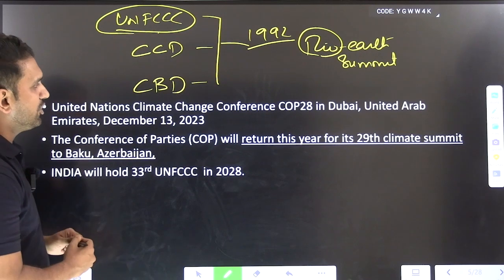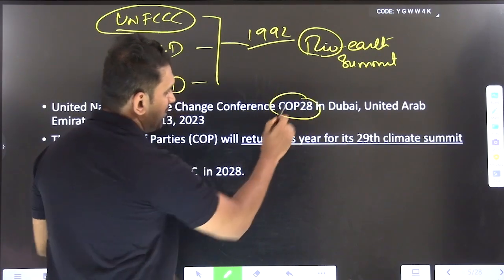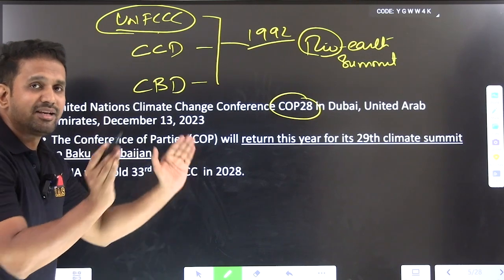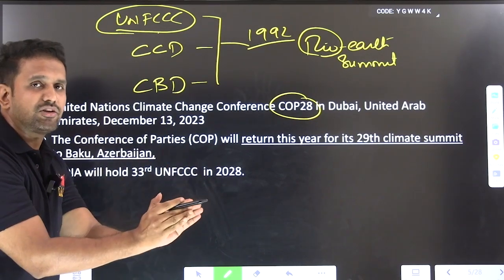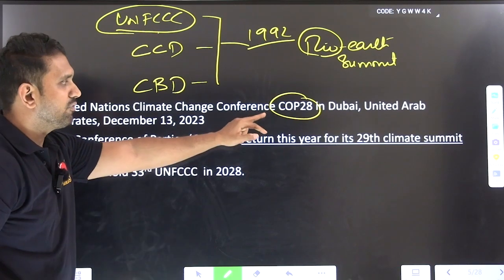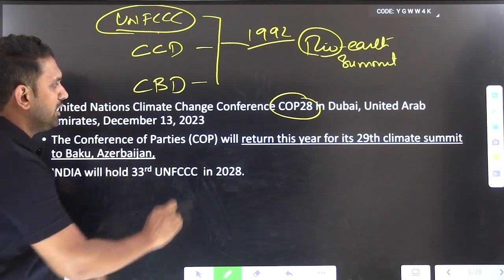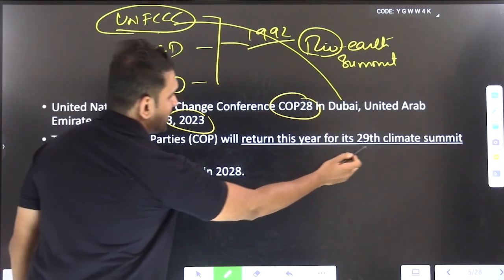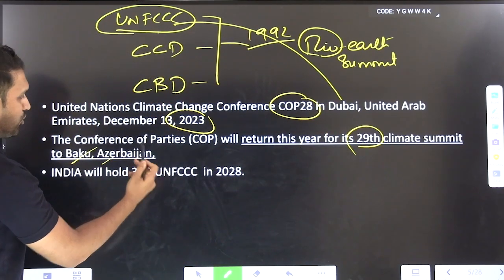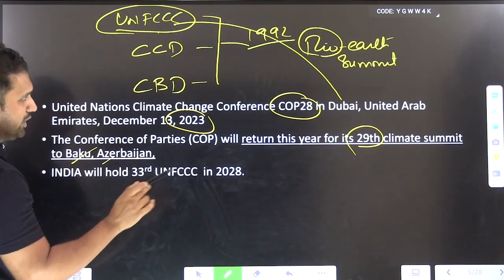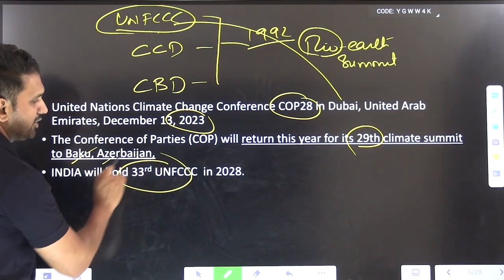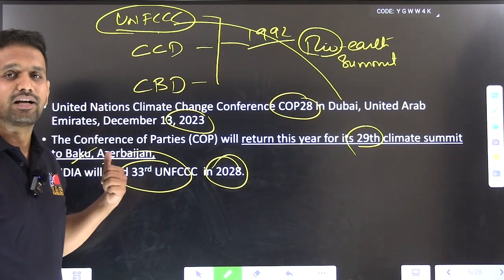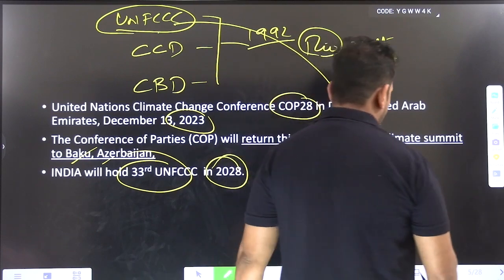Whenever all the countries meet, we call it the Conference of Parties. Members to that convention are called parties. The Conference of Parties in 2023 was held in Dubai. This year the 29th convention is going to be held in Baku, Azerbaijan, and India will be holding the 33rd UNFCCC in 2028. We are going to host this convention. Remember this point. These are 3 important GKs.